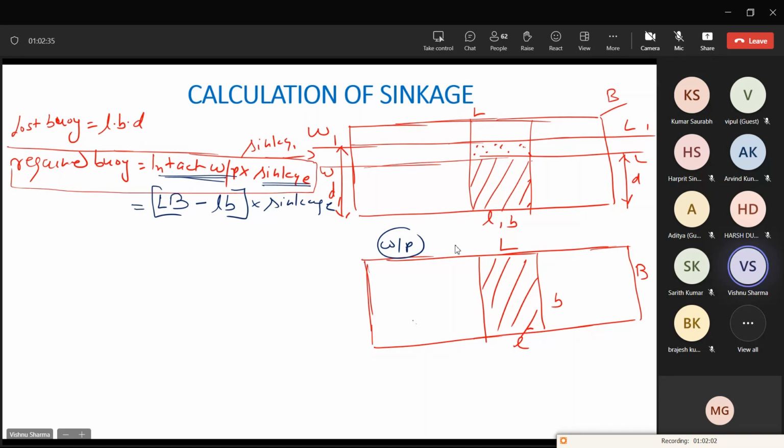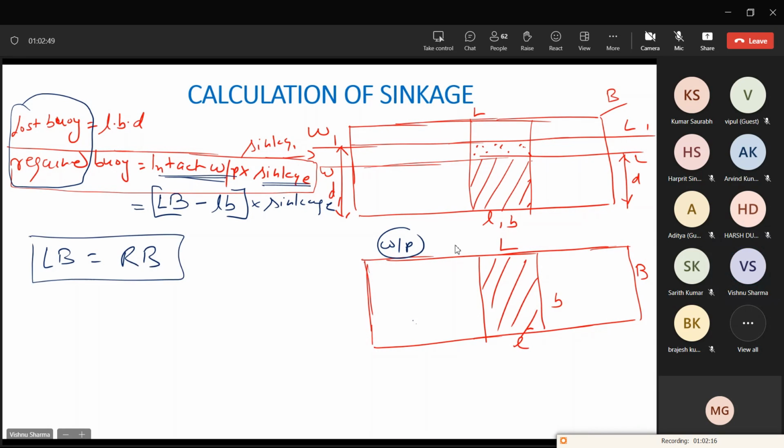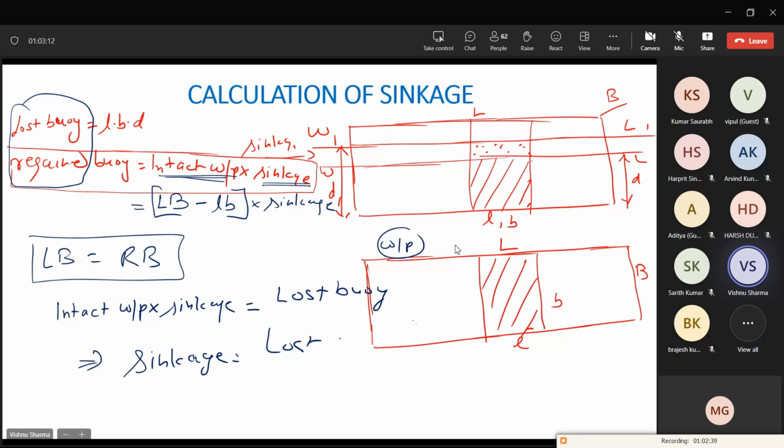Okay. So as per law of flotation, both these buoyancies have to be same. Whatever you lose, you have to regain that much. So as per law of flotation, lost buoyancy and regained buoyancy have to be same. What is your regained buoyancy? It's intact water plane multiplied by sinkage. What is your lost buoyancy? It is whatever it be. Let's say, I'll just write lost buoyancy. From here, what do we get? Sinkage is equal to lost buoyancy divided by intact water plane.